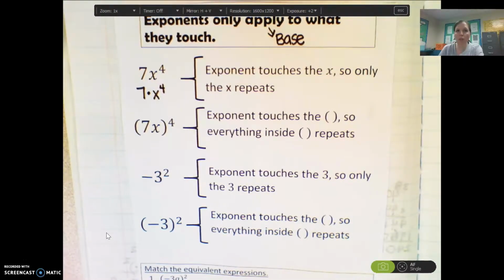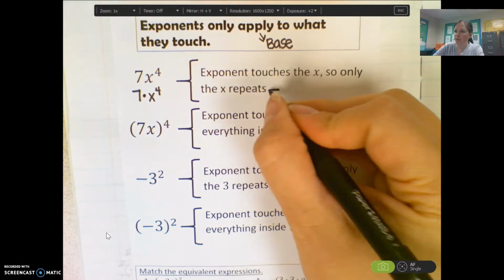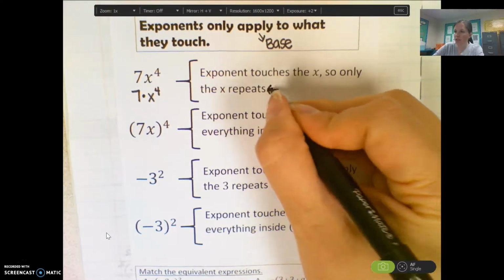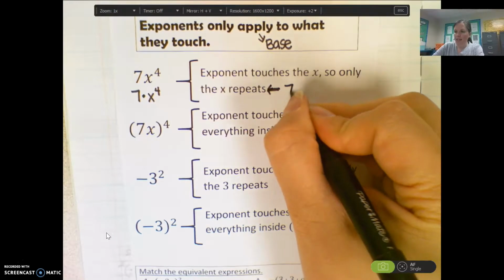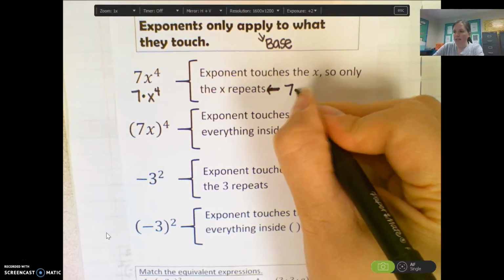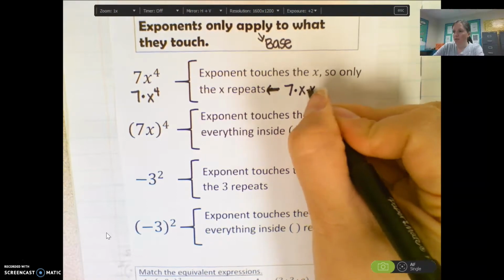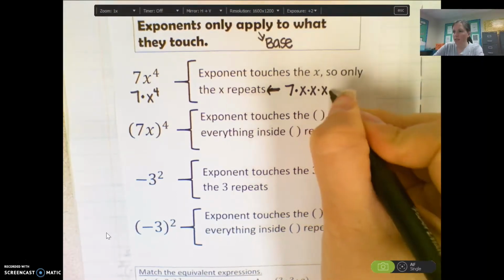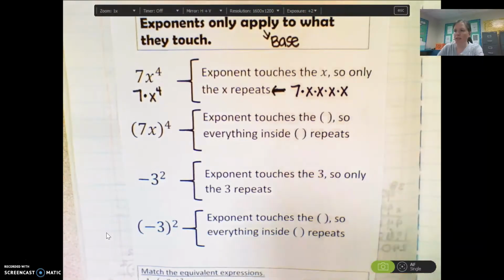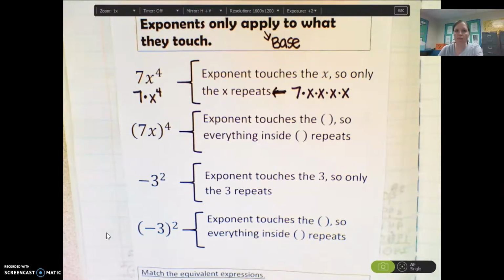So the exponent is only touching the x. So when I write this out, what this is going to look like is the 7 is not going to be repeated, but the x is going to be repeated 4 times, because that is what the exponent is actually directly touching.